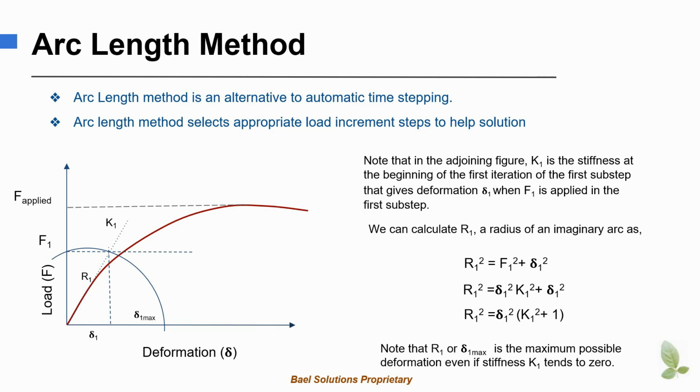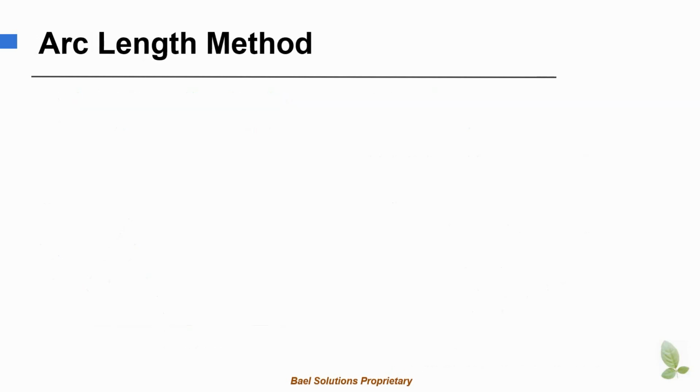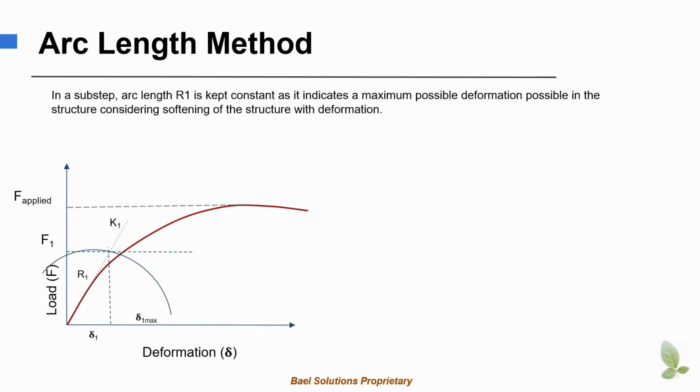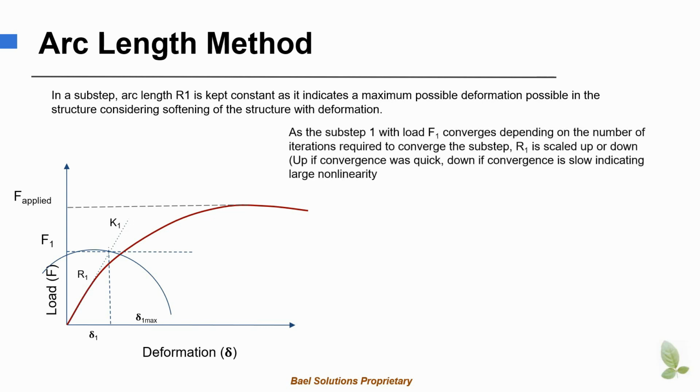If the stiffness K1 tends to infinity, the deformation delta tends to 0. Even if the stiffness tends to 0, the maximum deformation in the structure should tend to R1. In a substep, arc length R1 is kept constant, as it indicates a maximum possible deformation in the structure, considering softening of the structure.